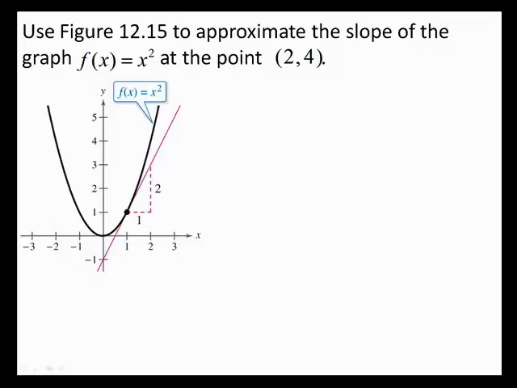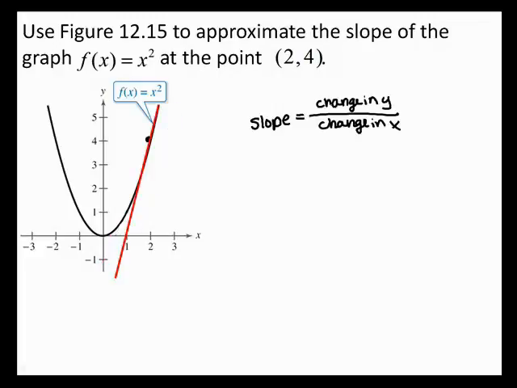Use figure 1215 to approximate the slope of the graph of f of x equals x squared at the point 2, 4. Find the point 2, 4 on the graph and draw a tangent line. The slope of a line is the change in y over the change in x. You can see that there's an approximate change in y of 4 and an approximate change in x of 1.